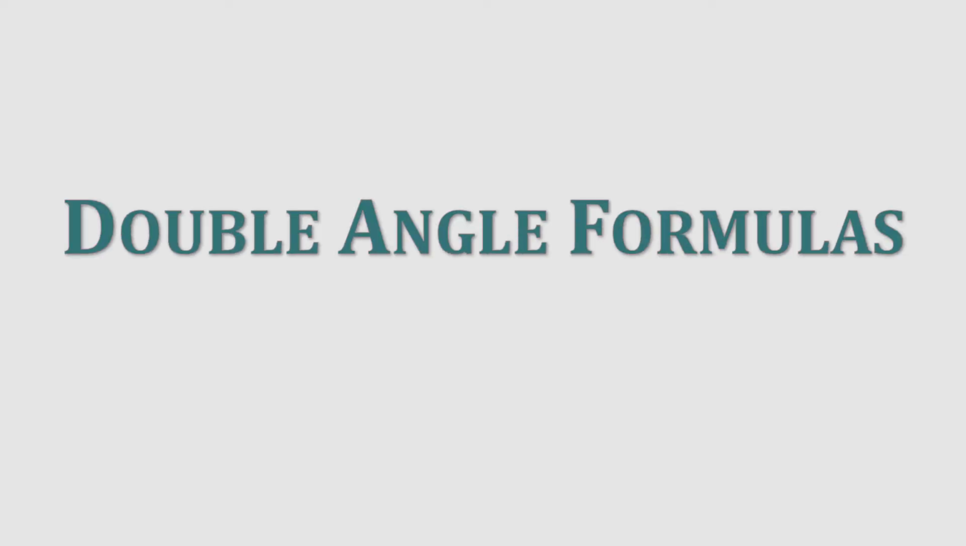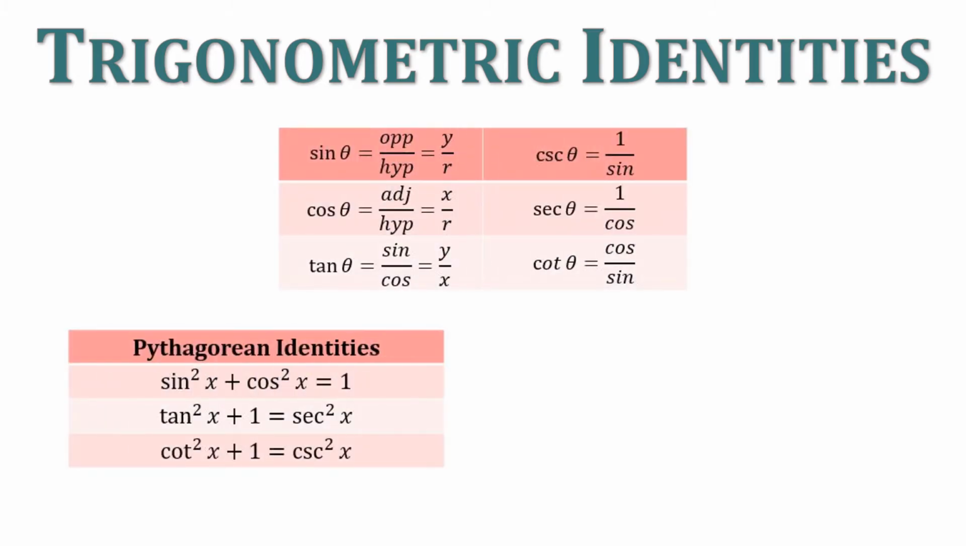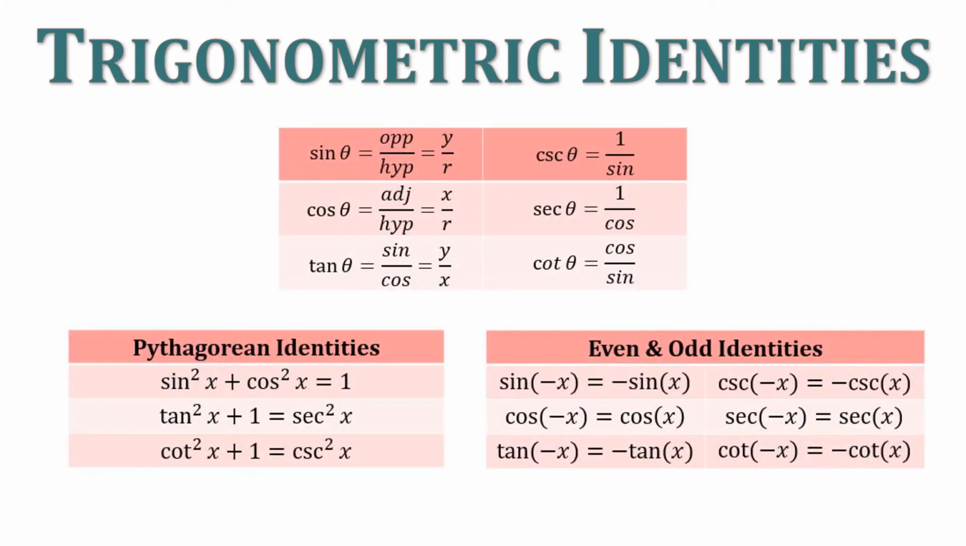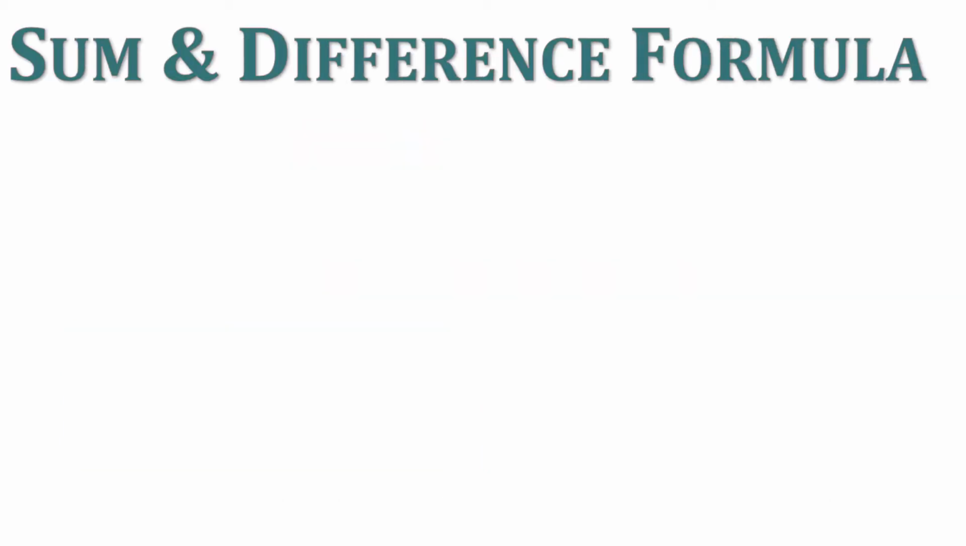Hello, in this video we are going to learn how to use double angle formulas to simplify trigonometric expressions and equations. So previously we've learned our basic trigonometric identities, our Pythagorean identities, and our even and odd identities. Be sure to have these written down on a note card because they are going to become imperative as we progress throughout this unit.